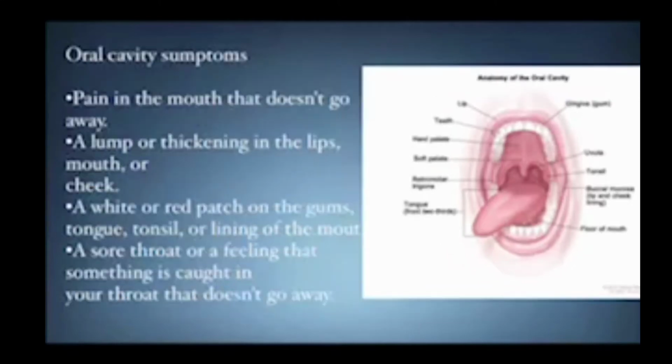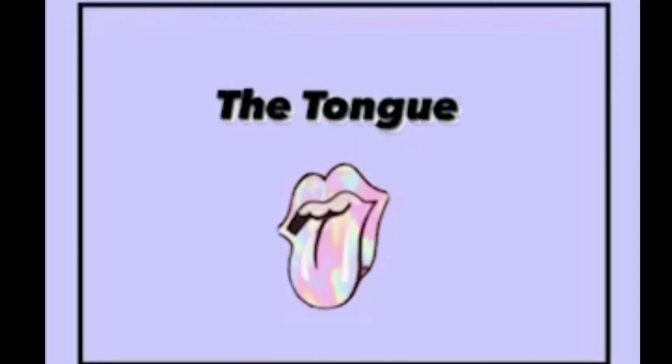Oral cavity symptoms: pain in the mouth that doesn't go away, a lump or thickening in the lips or mouth or cheek, a white or red patch on the gums, tongue, tonsil or lining of the mouth, a sore throat or a feeling that something is caught in your throat that doesn't go away.